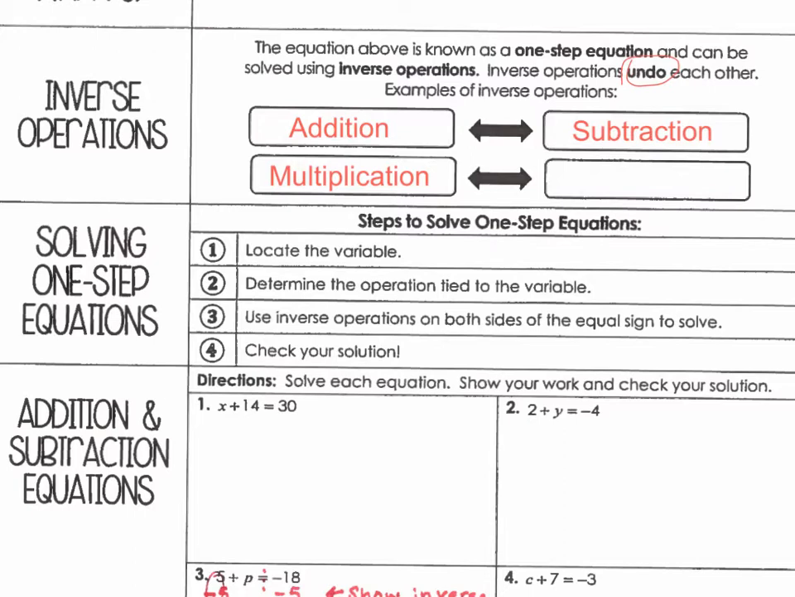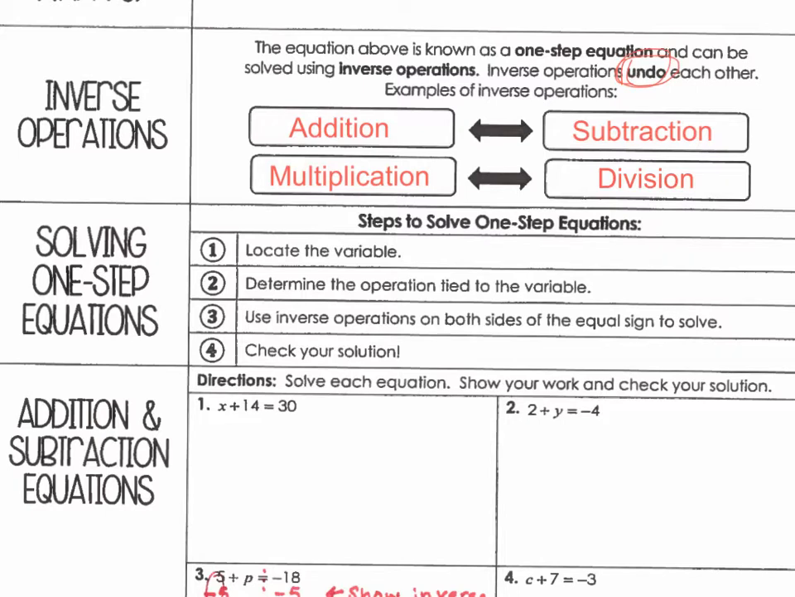And then there's multiplication. If I asked you the inverse operation for multiplication, what would that be? It would be division. They again undo each other. Okay, so they are going to be used to help us isolate the variables.